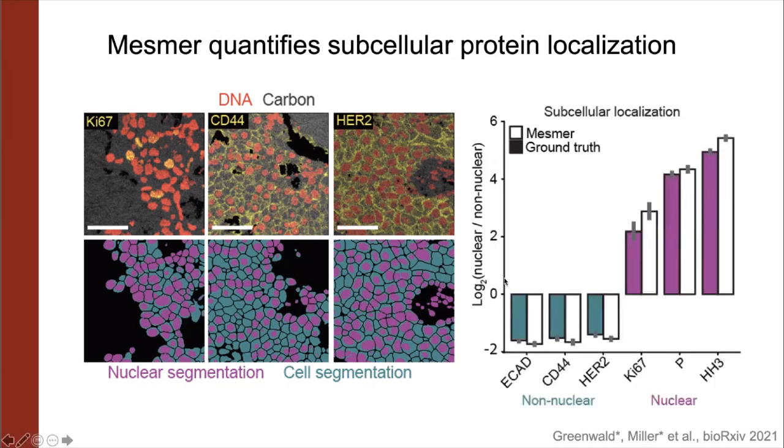What we can do is use this to compute the subcellular localization of each protein marker, and then do that same calculation for the ground truth data for both the nucleus and each cell. When we compare these to each other, we see that there's excellent agreement between the subcellular localization prediction of each of these proteins from Mesmer's segmentation, as well as from the ground truth segmentation.